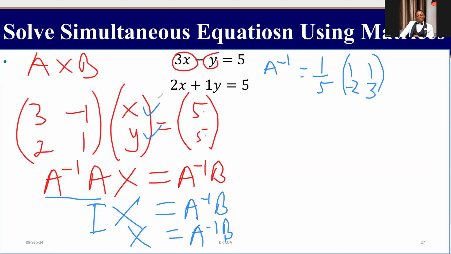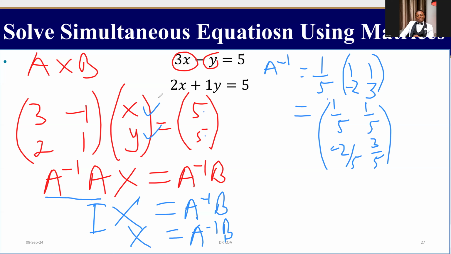This is exactly how you do it. So you're going to take the multiplication. 1 over 5 is a scalar, so that will multiply the top part, which will be 1 over 5. Then the right part will also be 1 over 5. Then the down left will be negative 2 over 5. Then the down right will be 3 over 5. This is a new matrix.